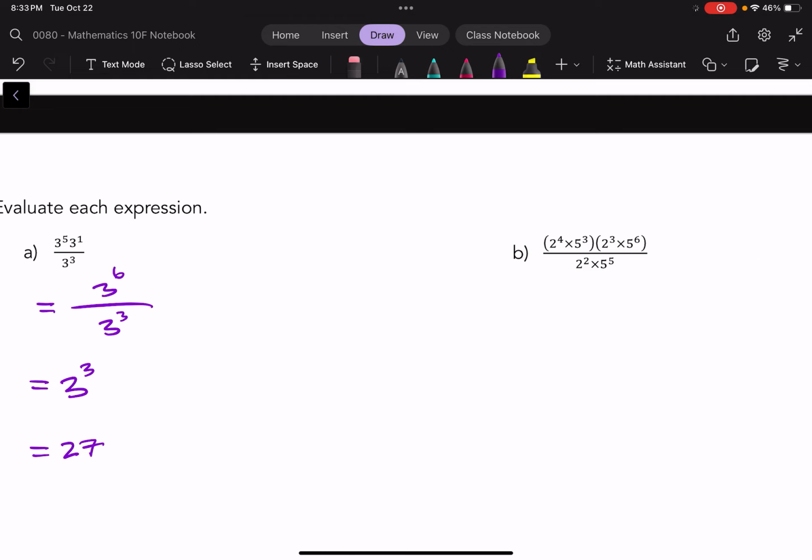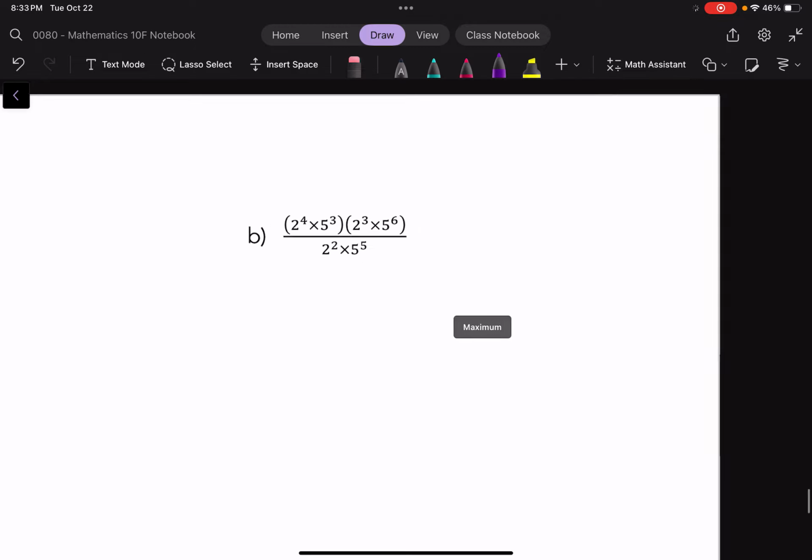I dare you to take a quick pause and try this other one. Play around with the power laws we're using. Simplify it as much as you can. And then see if you can get a value out of it. So quick pause now. Whoa, you resumed. Welcome back. Let's tackle this thing.